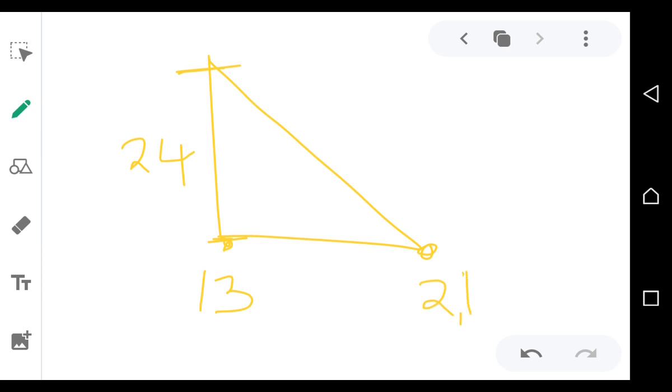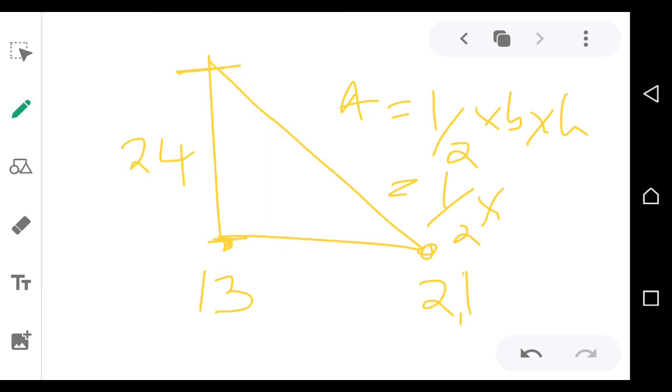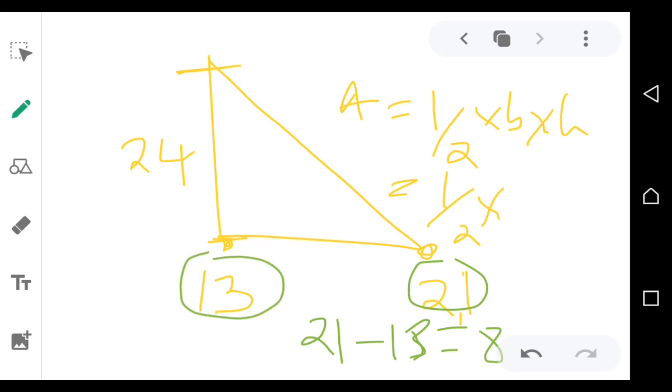Okay? Then you find the area. Area is equal to half times the base times the height. What is the base? From here to here, for me to calculate the base, I've already taught you: you subtract 21 minus 13, which gives me 8. Then I get 8 times the height, 24. You see? That is area 4.